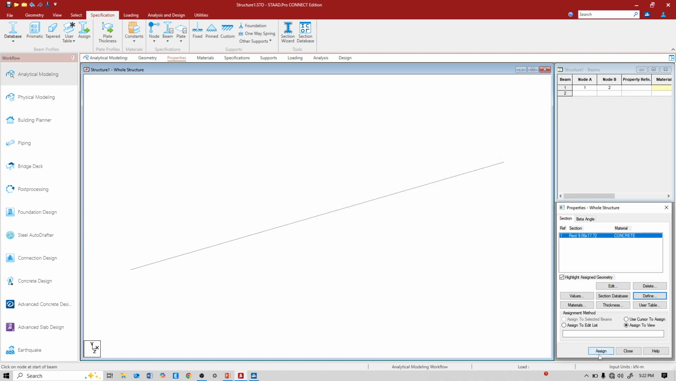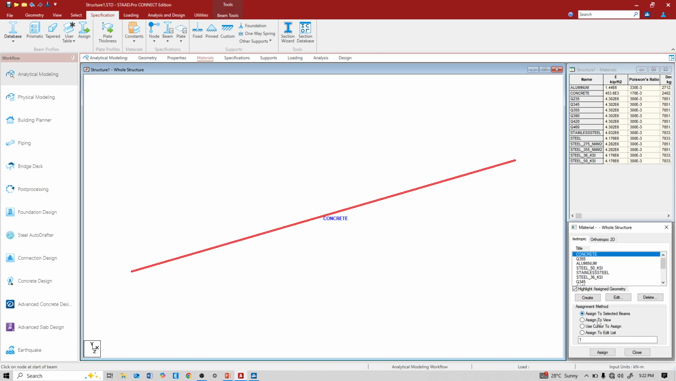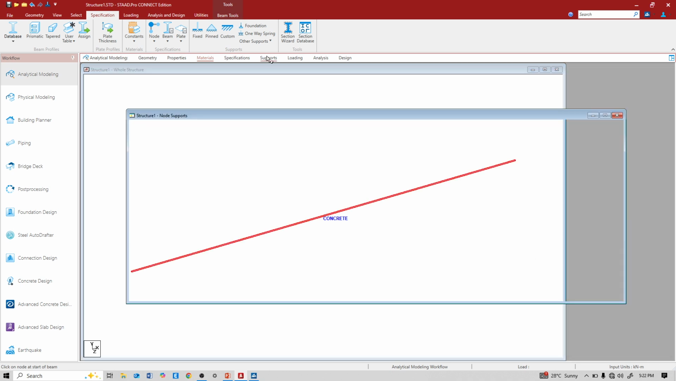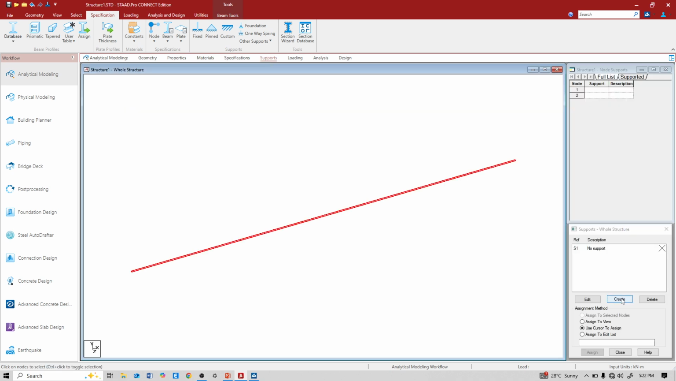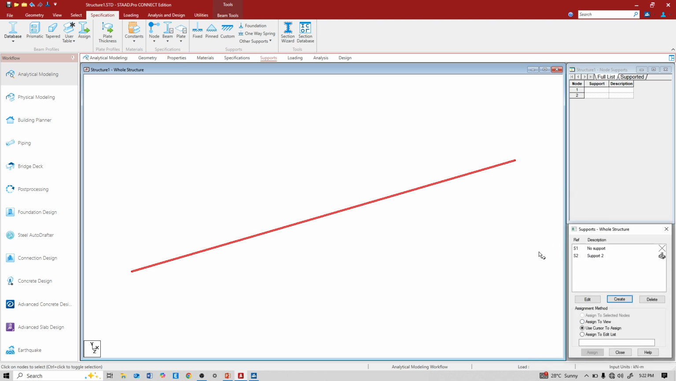Assign to view, assign, yes. Material, concrete, assign to view, assign, yes. Now next is support, create, fix, add. Fix support, that means all are restricted. Use cursor to assign, assign. Translation, rotation, all are restricted.